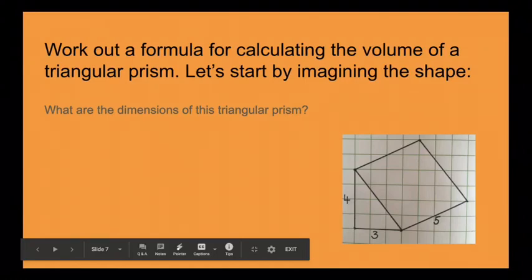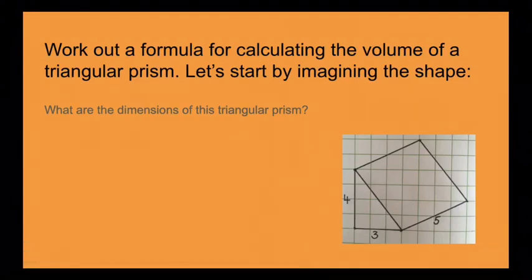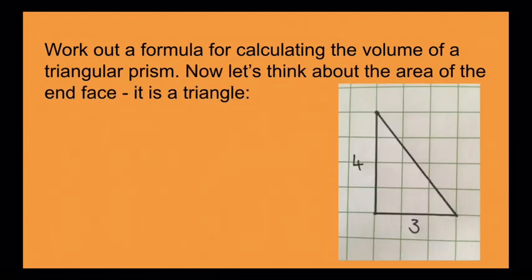To work out the formula for calculating the volume of a triangular prism, it's useful to start by imagining the shape. So here's a picture of a triangular prism. Can you see the triangle at the end of the shape? So the dimensions of this triangular prism are 3 by 4 by 5. So let's think about the area of the end face, that triangular shape.